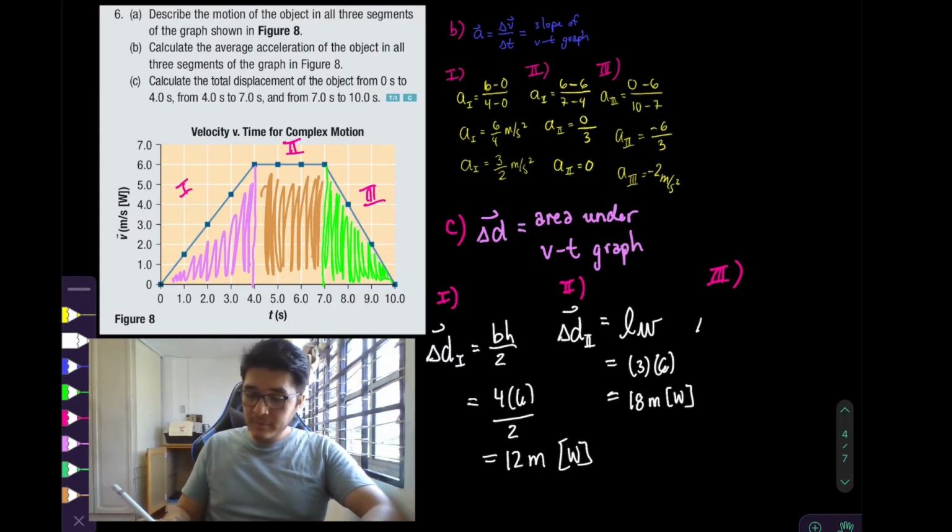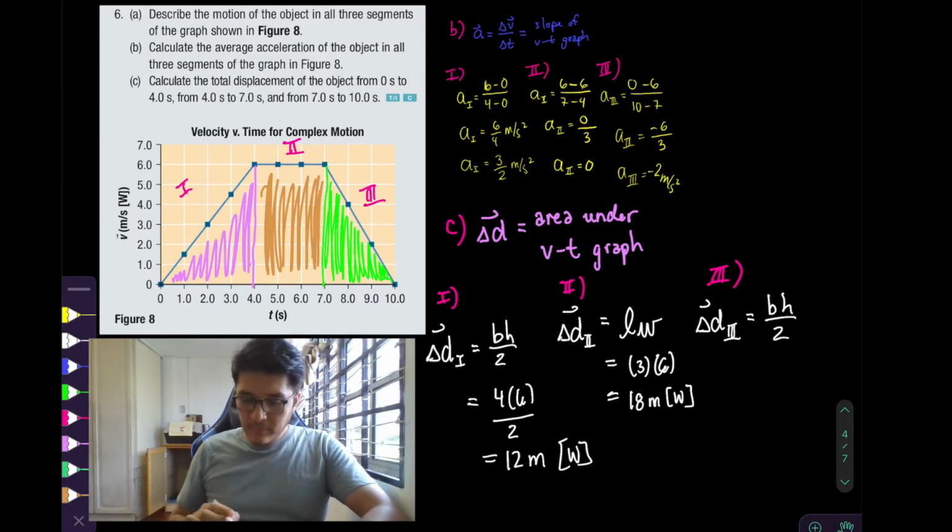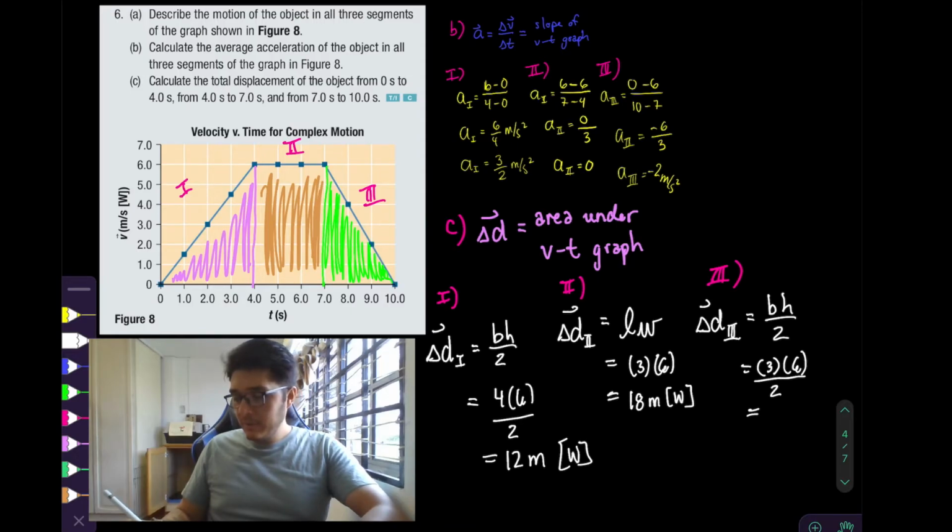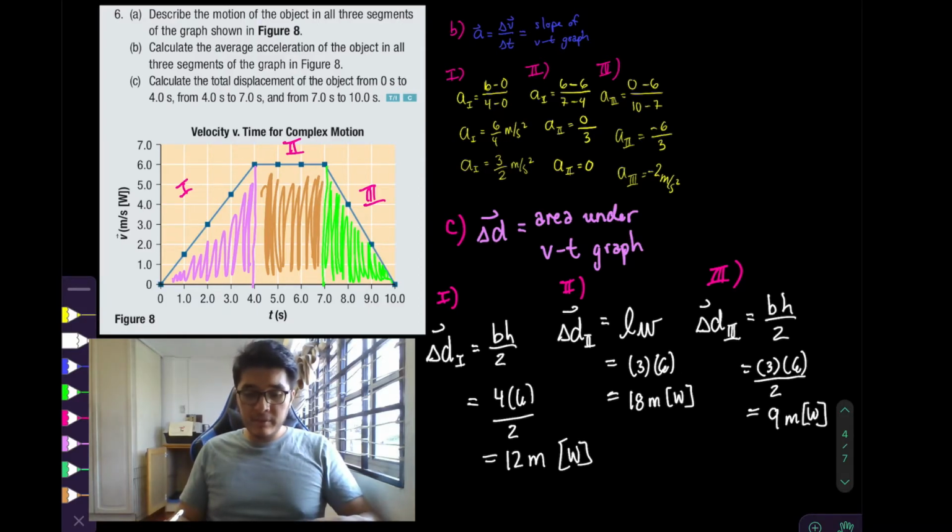And the third displacement, we have another triangle, so base times the height divided by 2. Let's look at this. So the base is from 7 to 10, which is 3 seconds, and the height from 0 to 6, divided by 2. So 6 over 2 is 3, 3 times 3 is 9, so 9 meters west. So the object was still moving west because it was a positive value. So that's how you calculate the graph here in this case.